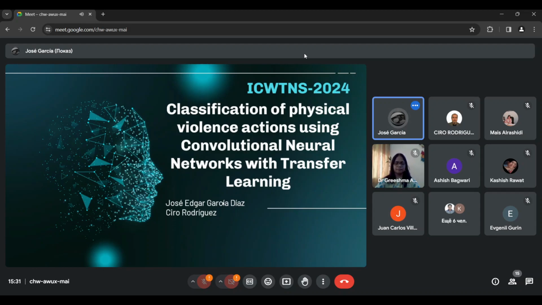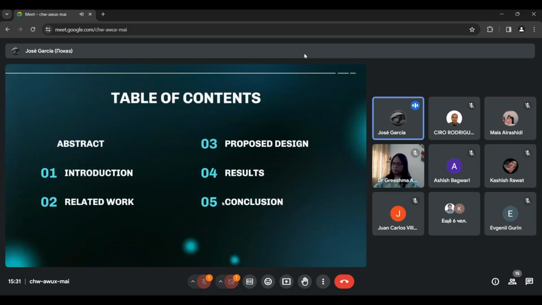Okay, thank you very much. My exposition is Classification of Physical Violence Action Using Convolutional Neural Networks with Transfer Learning. My name is Jose Garcia, and my partner is Ciro Rodriguez. The table of contents: abstract, introduction, related work, proposed design, results, and conclusions.